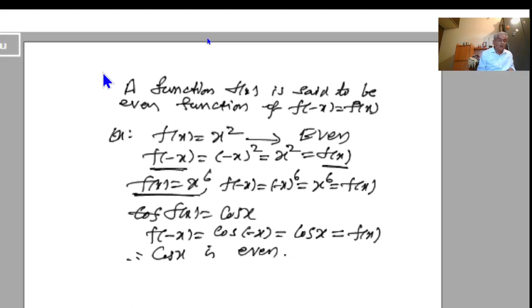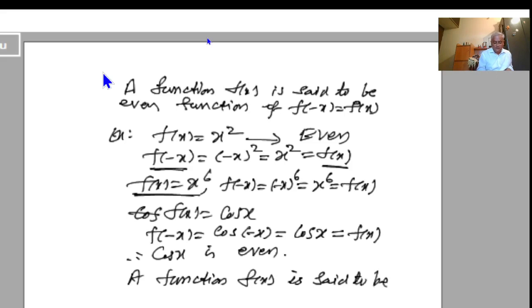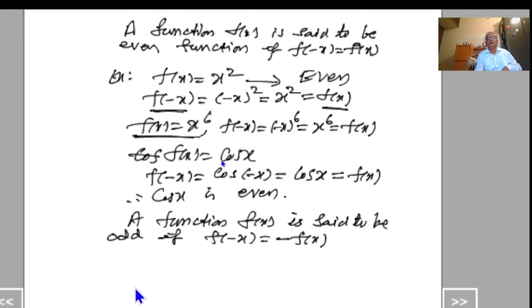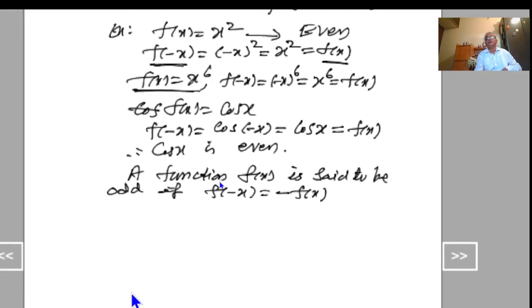Next we define an odd function. So a function f of x is said to be an odd function if f of minus x is equal to minus f of x. Okay, if f of minus x is minus f of x, then you say that it is an odd function.